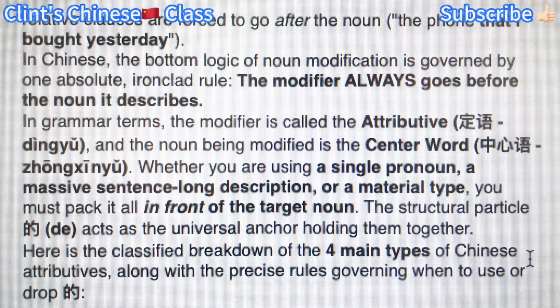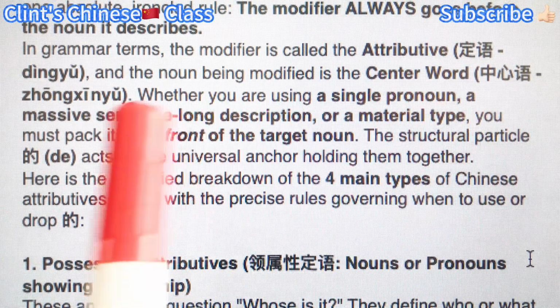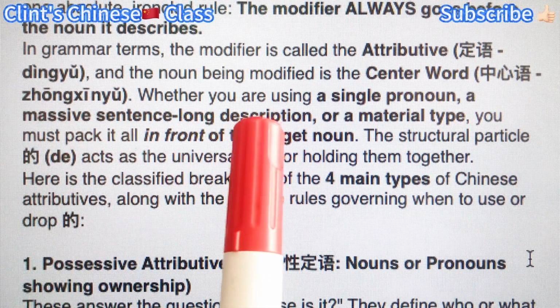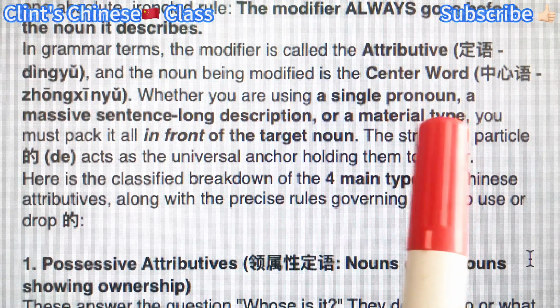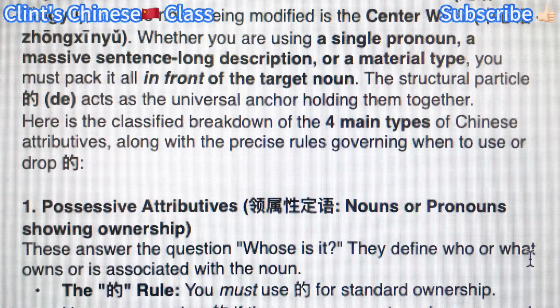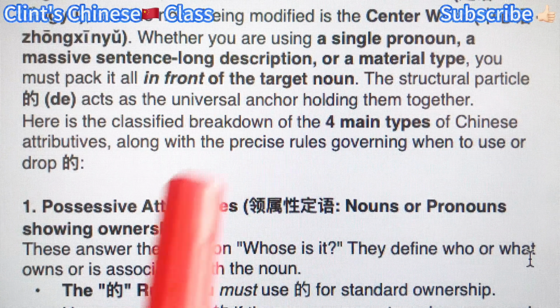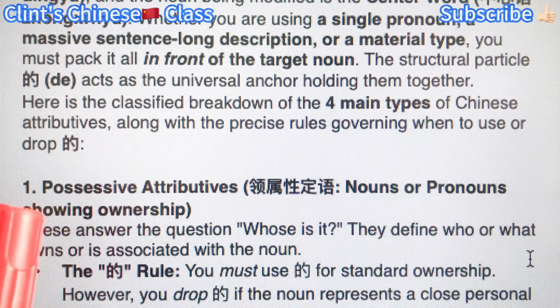Now, commonly used attributives are like pronoun, sentence, long description, or material. Just remember they are placed before the target noun, right? Because they want to modify the noun. There are four main types of attributives.